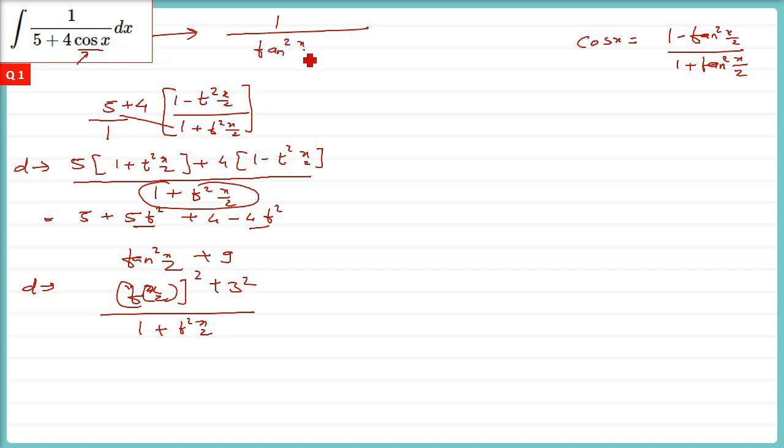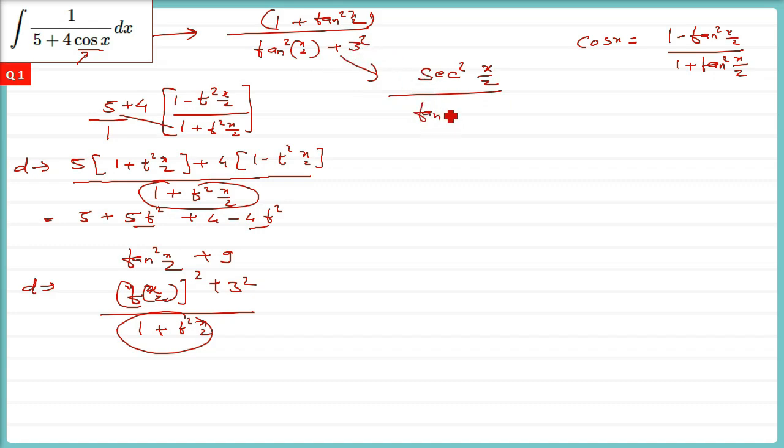So we have tan square x by 2 plus 3 square, and since it is 1 by tan square x by 2 plus 3 square divided by 1 plus tan square x by 2, 1 plus tan square x by 2 will go in the numerator. Now 1 plus tan square x by 2, you already know that sec square theta is equal to 1 plus tan square theta. So we can directly write the numerator as sec square x by 2, and the denominator tan square x by 2 plus 3 square. This left part was only for your understanding. Actual integration will start from here.